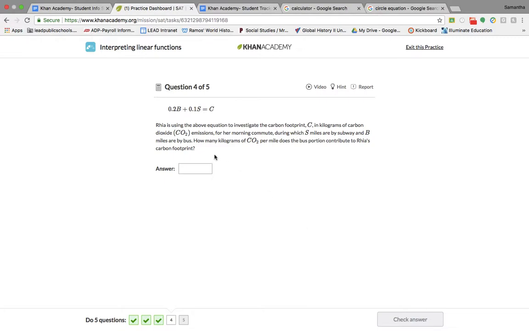All right, let's see. Rhea is using the above equation to investigate the carbon footprint C in kilograms of carbon dioxide emissions for her morning commute, during which S miles are by subway and B miles are by bus. How many kilograms of CO2 per mile does the bus portion contribute to Rhea's carbon footprint?